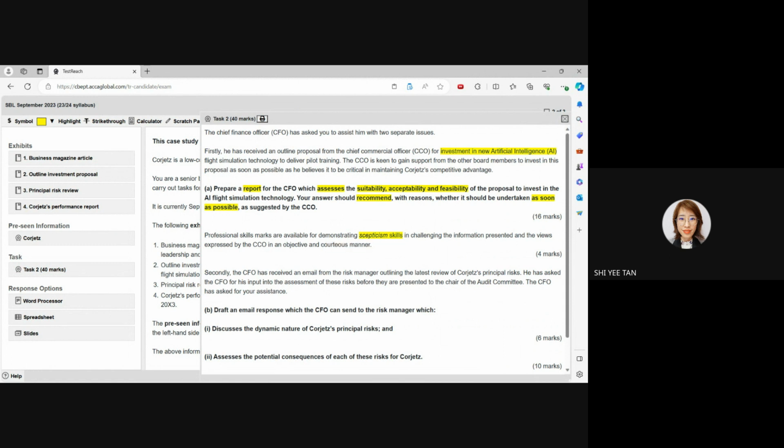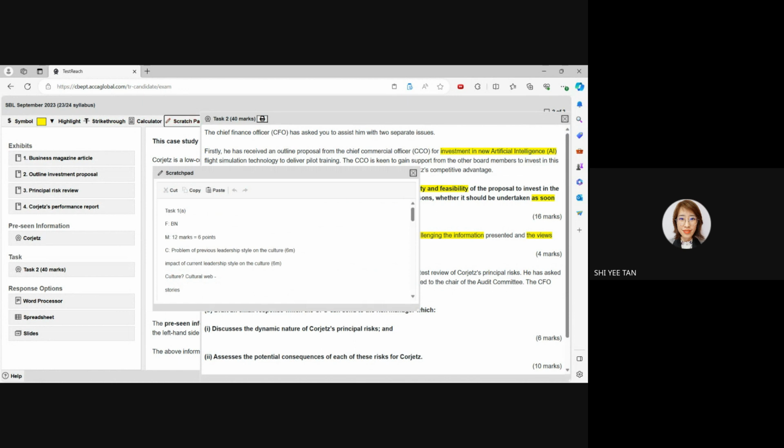So you are supposed to challenge the information and the views of the CCO. What is the view? The view is go on as soon as possible. The view is we should undertake AI as soon as possible. So you're supposed to challenge. It means you don't agree. Most likely, you are not going to agree on that. Alright, so you can write in the Scratchpad your planning.